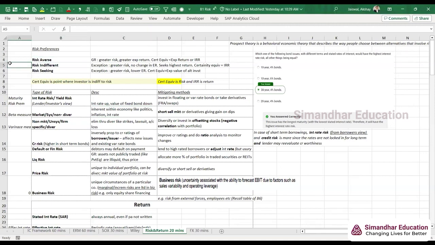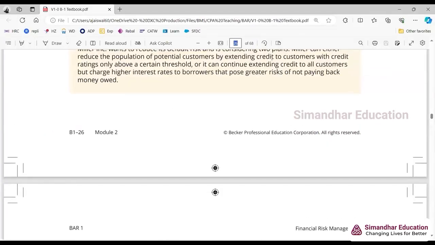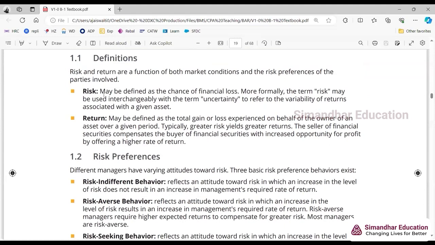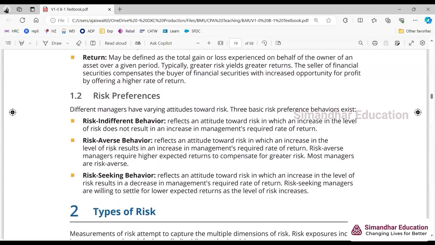There are three types of investors. Risk and return we understood yesterday itself. If I go back to page 19, the relationship between risk and return we looked at yesterday. Now there are three types of investors: risk indifferent, risk averse, risk seeking. I am talking about investors. You can think of it in terms of a company also going into a new product line or new geography, but we understand risk behavior better in terms of investment. That's why I'm saying investment.